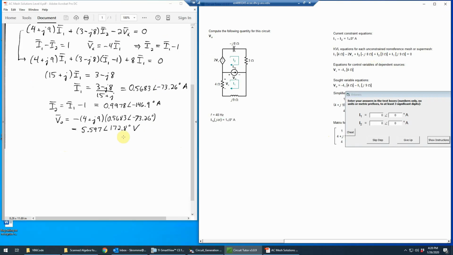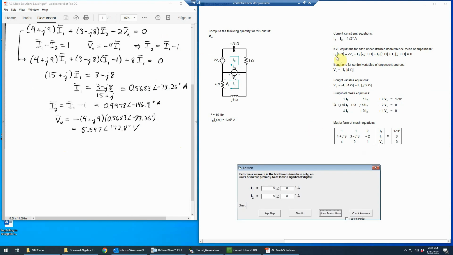Okay, so we're going to do the algebra here on paper. Typically what you want to do is to take these simpler equations, which are the current constraint equations, and the control variable equations, which are never very complicated, and substitute those into the more complicated equation, which in our case is only one KVL equation. By doing that, we can eliminate all but one of the unknowns, and one equation and one unknown, well, that's never terribly difficult to solve.